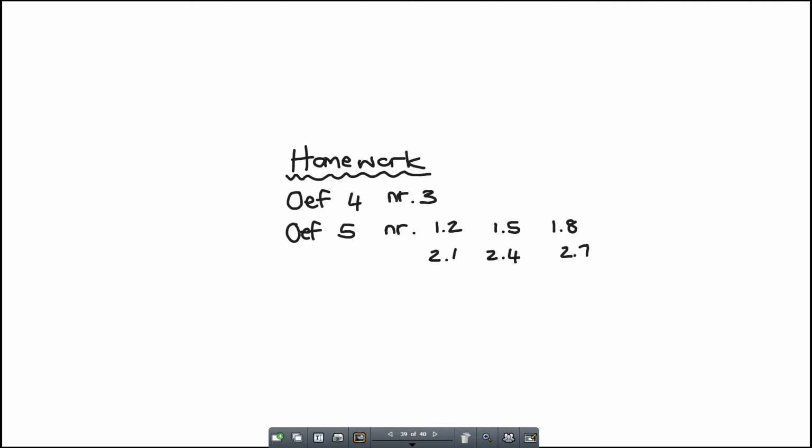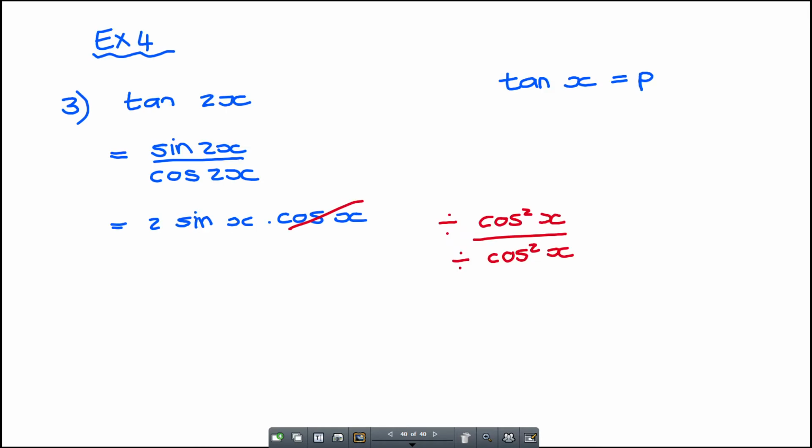Okay, right. So let's mark number 3 by oefening 4. Now at exercise 4, it just said, if tan x is p, determine tan 2x in terms of p. Okay, dit ons gesê, yesterday we got up until here. En ons het gesê, we are going to divide both of those by cos x.